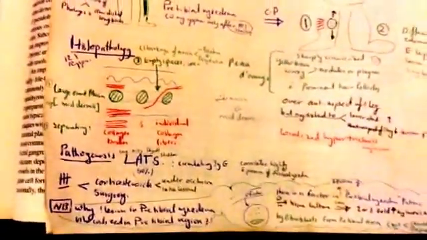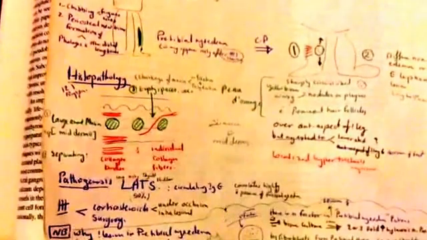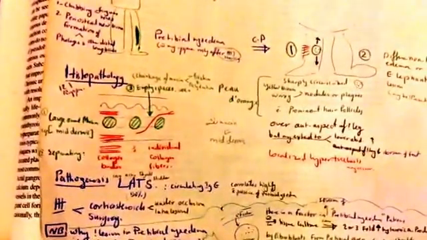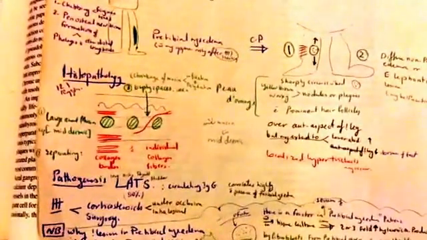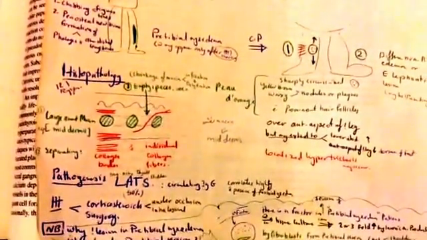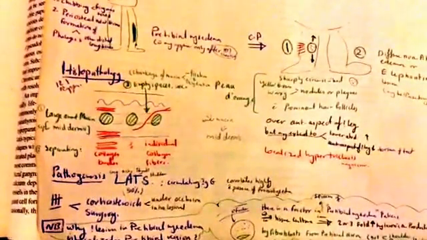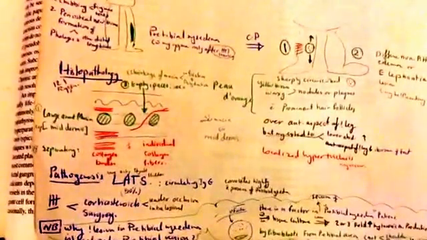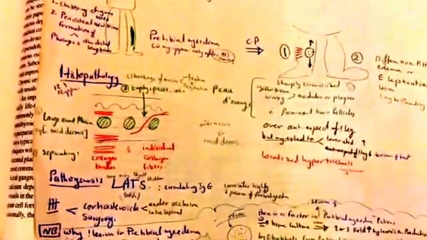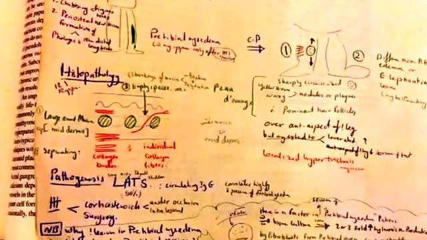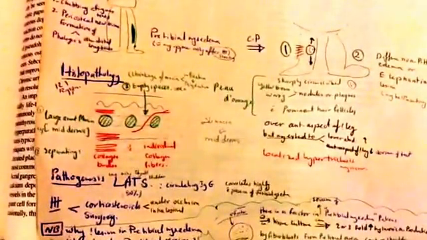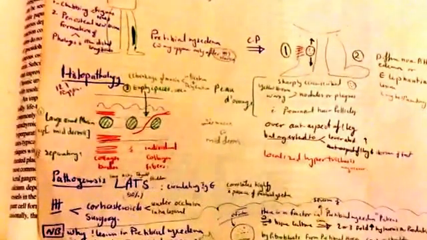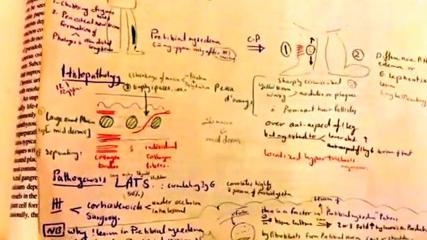The pathogenesis: LATS or long-acting thyroid stimulator. It's found in 50% of cases. It's a circulating immunoglobulin G, which correlates highly with the presence of pretibial myxedema. The treatment is corticosteroid under occlusion or intralesional, or surgery. So we give corticosteroids under occlusion or intralesional corticosteroids or surgery.